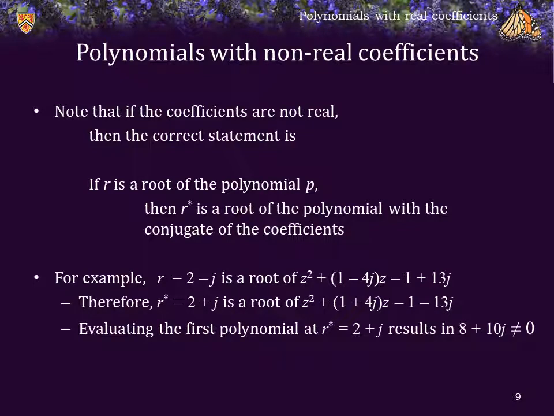If I was to substitute or evaluate the first polynomial at the conjugate of r, that is, if I was to evaluate that first polynomial at 2 plus j, the result is 8 plus 10j, and that is not 0. So while 2 minus j is a root of the first polynomial, 2 plus j is not.